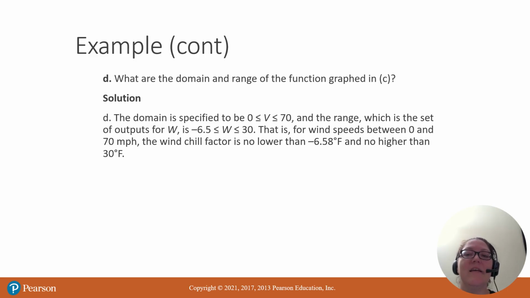Notice that it does technically go bigger than 70 miles per hour because, again, I didn't limit it on the piecewise function, but the graph kind of showed you where I had. But we did see that we only had a wind chill or a temperature that started at 30 and then it got progressively smaller until it was about negative 6.5, and it didn't go anything below negative 6.5.